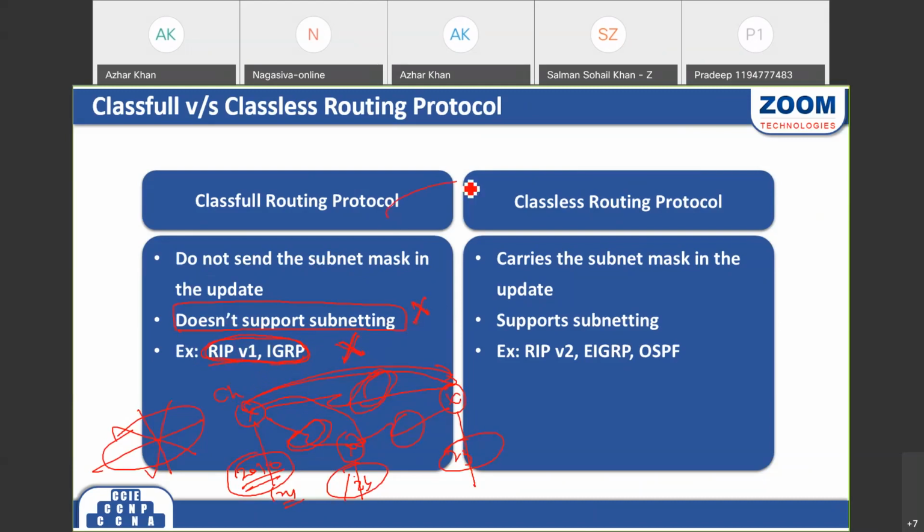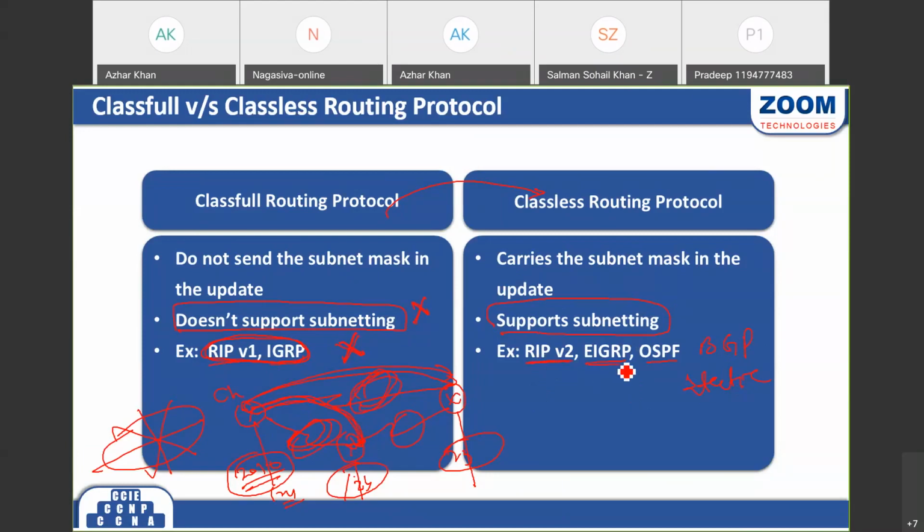We are using which one? Classless routing protocols, meaning RIP version 2, EIGRP, OSPF, BGP, and also static routing, floating static routing, default routing. Classless routing protocols support subnetting. Right now to communicate with remote networks we are using subnetted networks, and that communication is possible because we are using classless routing protocols.